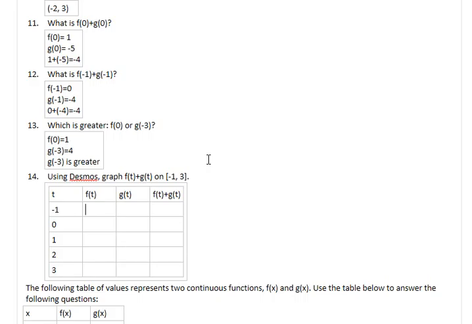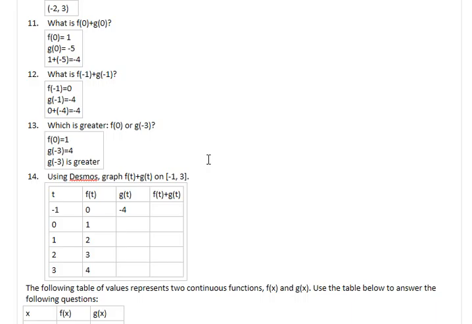f of negative 1 is 0. F of 0 is 1. F of 1, let's see, I've got it on my paper here. F of 1 is 2. F of 2 is 3. F of 3 is 4. Now let's look at g. G of negative 1 is negative 4.